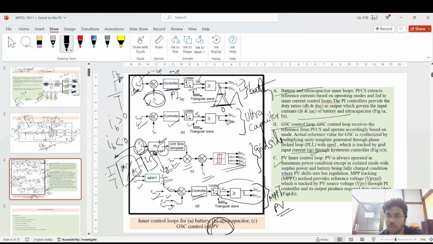And the third is the PV inner control, which I have already told you about, for operation at the MPPT. For this, a certain control algorithm should be there, such as the P&O method and the INC method, that is, incremental conductance and perturb and observe. These are for the MPPT control. So these are also important.